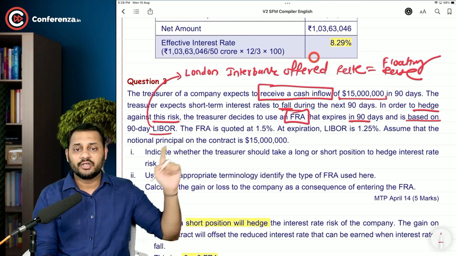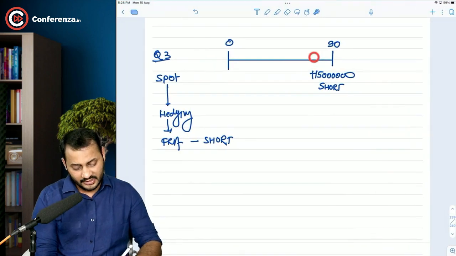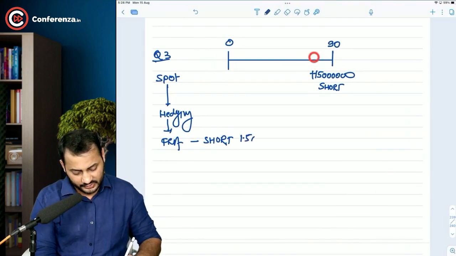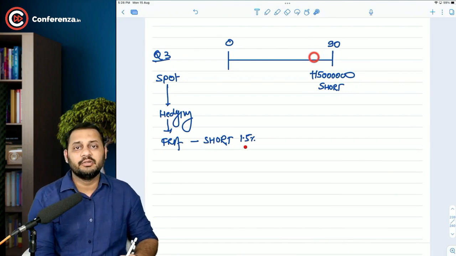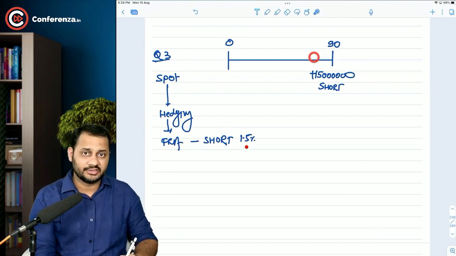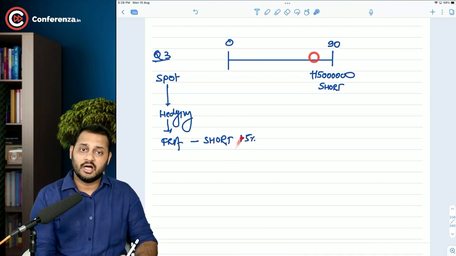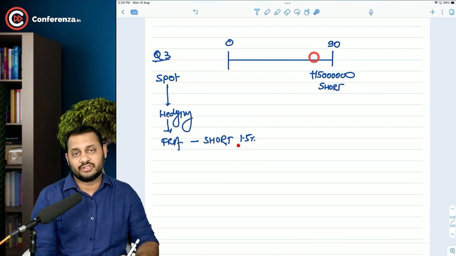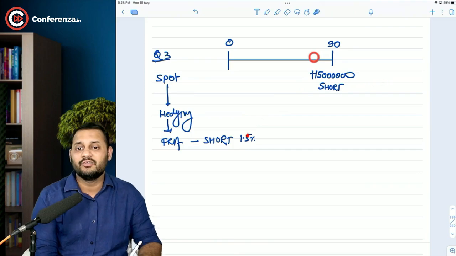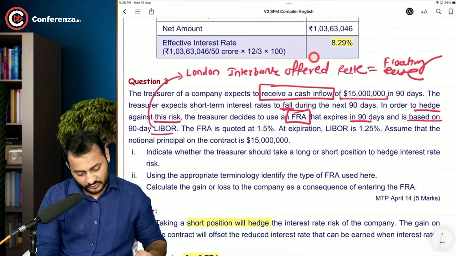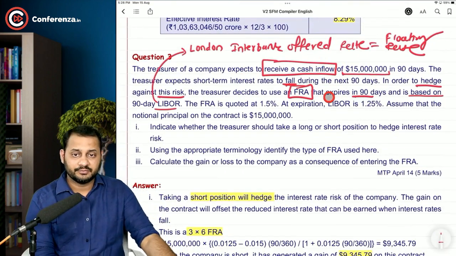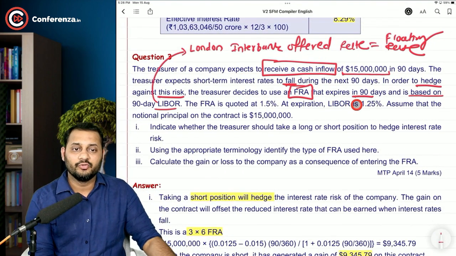The FRA is quoted at 1.5%. So the rate that was agreed is 1.5%. So if you are selling FRA, that means you will receive this much of the interest, and that's fixed. If the market goes down, still you will receive this much of the interest. If the market goes up, you will be at a loss, because if the market is going 2%, so instead of investing at 2%, you will be getting only 1.5%. That's the loss to us. Doesn't matter. At expiration, LIBOR is 1.25%.